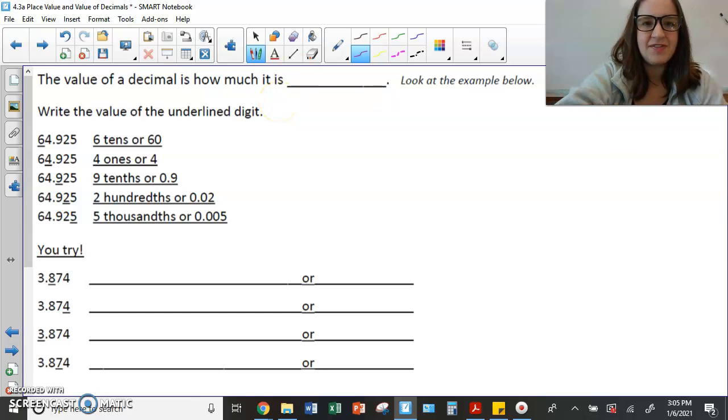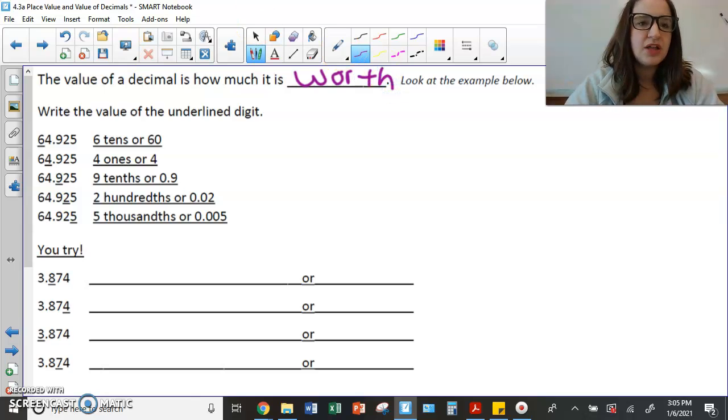So the value of a decimal is how much it is worth, which is what we just said, okay? So looking at this number right here, we have the number 64 and 925 thousandths, okay? This 6 is in the tens place, so it's worth 6 tens or it's worth 60, which you can write as a number, okay? Because 6 tens is equivalent to 60. This 4 is in the ones place, so it's equal to 4 ones or just 4, because 4 ones is the same thing as 4.